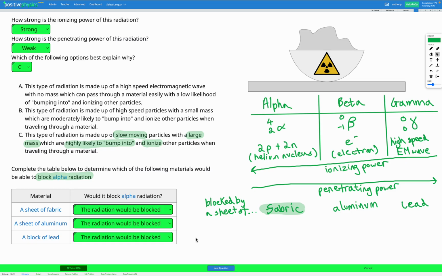So we can see this skill is really an introduction to what alpha, beta, and gamma are. It's all about thinking about the size and speed of those different types of radiation. Alpha has a large mass and therefore a low speed. Beta has a low mass and a high speed. And gamma has no mass and a high speed. And we can use those ideas to explain the ionizing power and penetrating power of our different types of radiation.